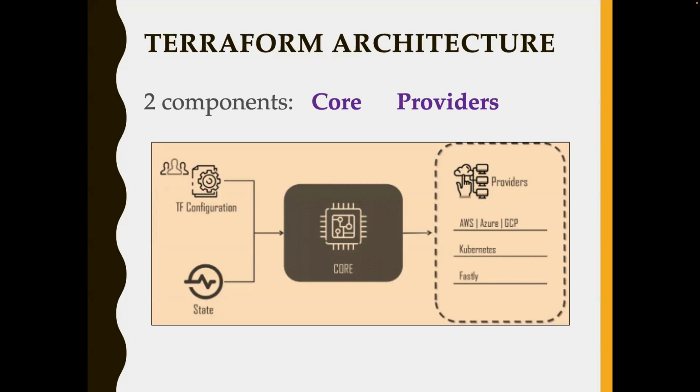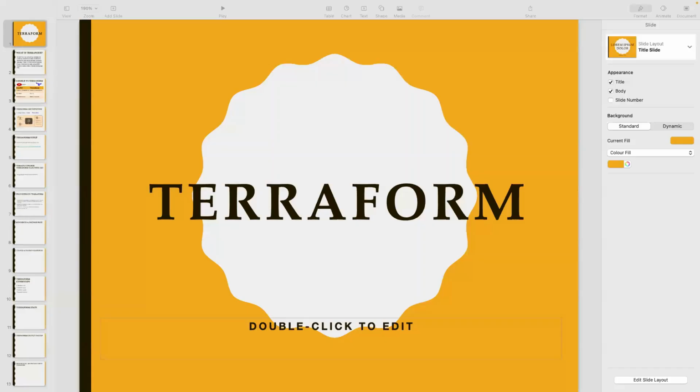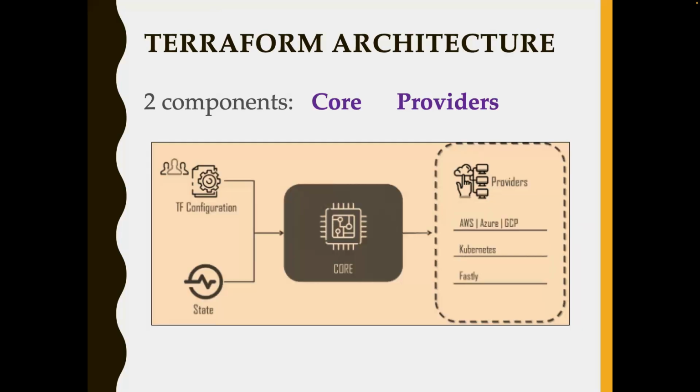One is the Terraform config file, which we create as a Terraform user. It will take this input, which will have the expected state of the infrastructure. What is meant by the expected state of the infrastructure? It's nothing but what you want to have. Let's say I want to have two EC2 instances, right? That's the expected state of the infra.